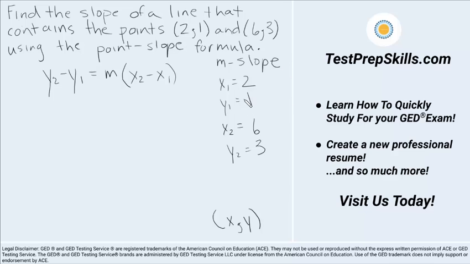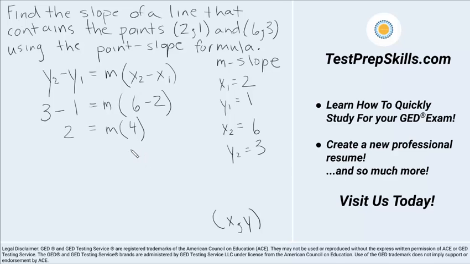Okay, so now we've identified our known values and our unknown values. We've labeled them in the way that they're labeled in our formula that we're going to use. And we know we need to isolate for the m to solve. So let's go ahead and do this. What is our y2 value? That is 3. And we're going to subtract y1, which is 1. And that's going to equal our m, which is our unknown, our slope. That's going to be multiplied by our x2 value, which is 6, and we're going to subtract our x1 value, which is 2. So now we can go ahead and simplify. 3 minus 1 is simply 2, and that's going to equal m, and then in our brackets we have 6 minus 2, which is 4.